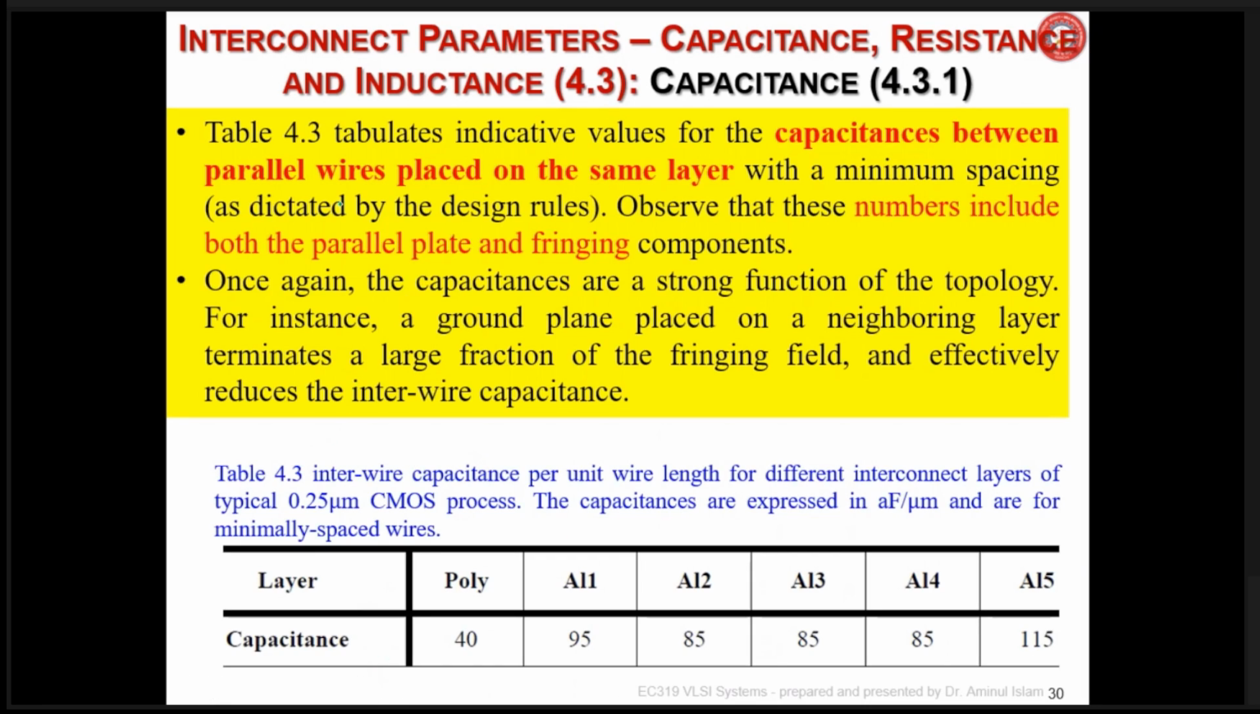Another table is given here. This table tabulates the indicative values of capacitances between parallel wires placed on the same layer. Two lines are going parallel in the same metal level. Say a metal one line is going, and another line is also going parallel on the same level, with the minimum spacing directed by the design rules. Observe that these numbers include both the parallel plate and fringing capacitances together.